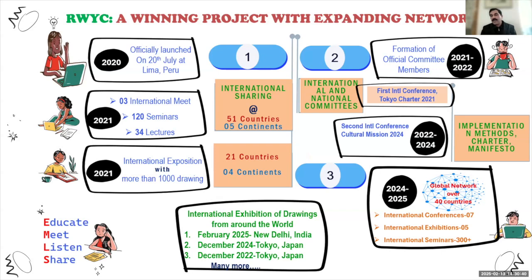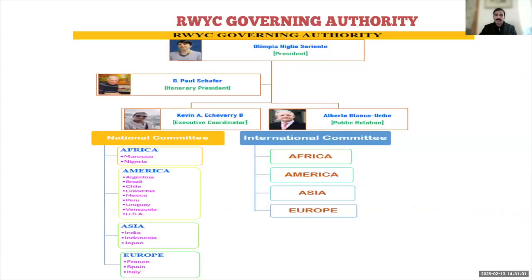When we reach this particular point, we have a global network of 40 countries around the globe, and international conferences which have been conducted on 7 different occasions. And there were international exhibitions. Five exhibitions have been conducted during these 5 years. And there are also 300-plus international seminars which are part of this pedagogical program.